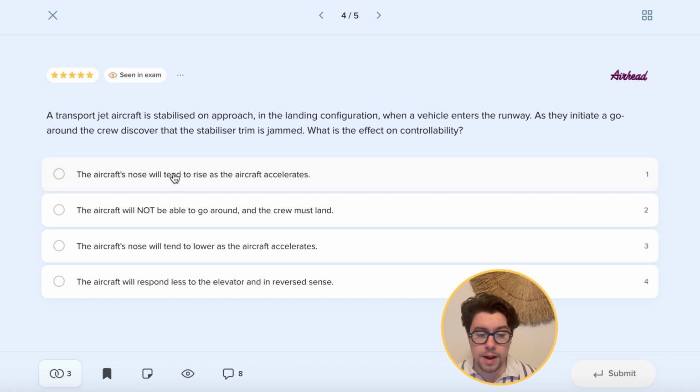And going into the answers right here, the aircraft's nose will tend to rise as the aircraft accelerates, and this is absolutely true. You'll see once you start flying, or if you already have started flying, that once you accelerate, the aircraft will always want to go up. And this is true no matter the phase of flight, as during a go-around, although you're climbing, in some cases you will still be accelerating to a set speed. So make sure that your aircraft is trimmed properly. If you go around with a jammed stabilizer, then you will need to input some nose down on your controls in order to fly safely and for the aircraft to do what you want.